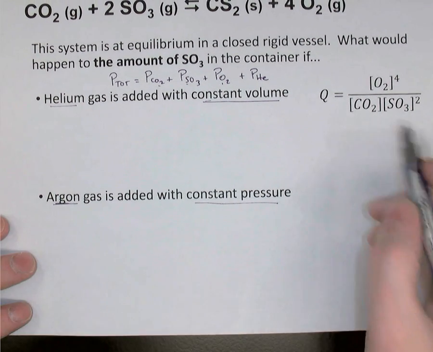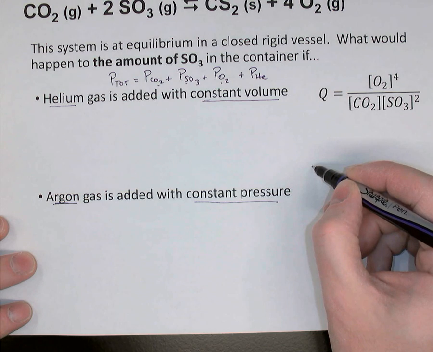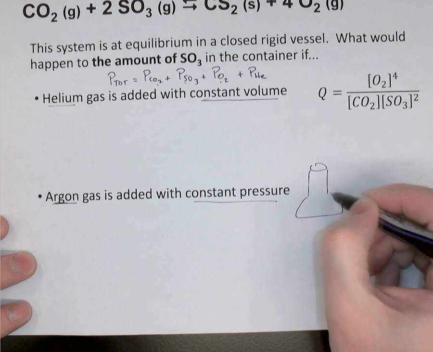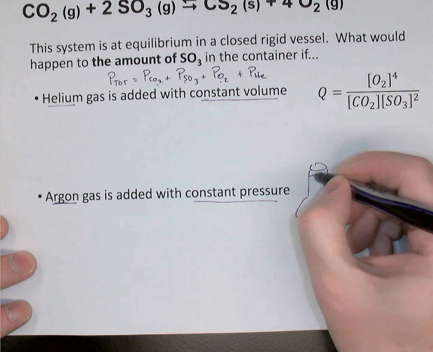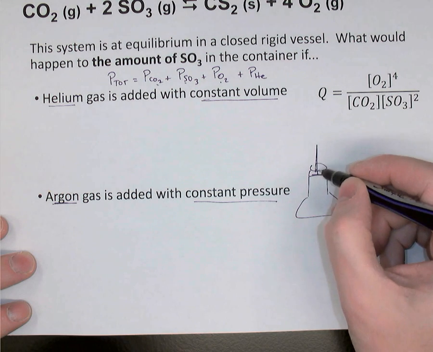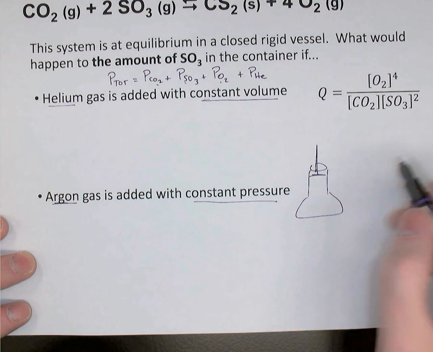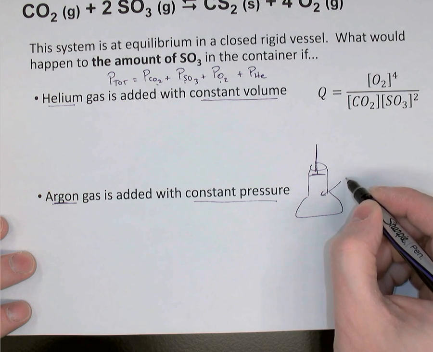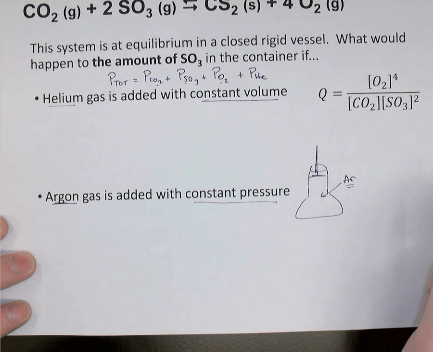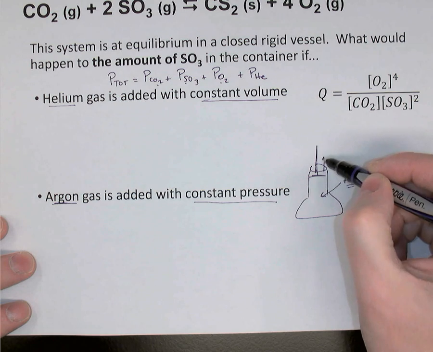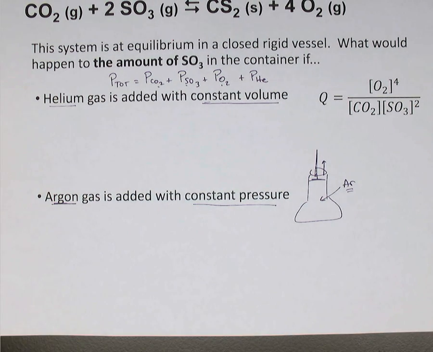Now, how would that be done? Imagine fitting our flask with a movable piston. So now we've got a piston attached here, and this piston can move up or down. So what's going to happen now, if we add some extra gas, some argon gas in this case, the piston is going to move upwards. It's going to expand. And that's because the pressure inside the flask is now larger than the pressure outside the flask. So the piston will have to move upwards until the pressures are again equal.